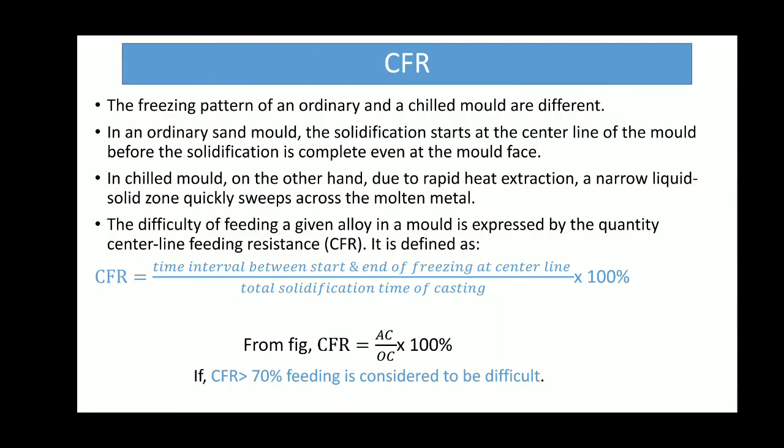Similarly, in the case of a chill mold, I am going to discuss both of them together. In the case of a chill mold, on the other hand, what happens? As we are talking about a chill mold, that means we are using some chill. Chills are generally metal parts. As these are cool parts, at that position there will be rapid heat extraction. Due to this rapid heat extraction, a narrow liquid-solid zone quickly sweeps across the molten metal.